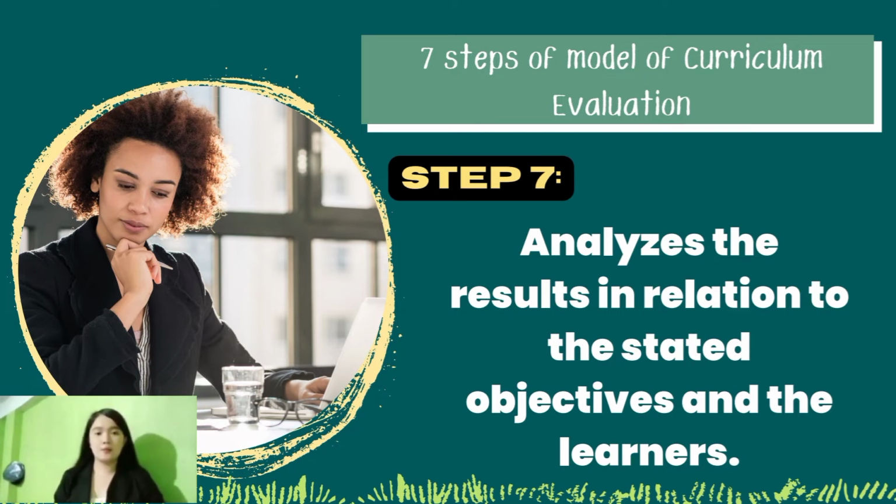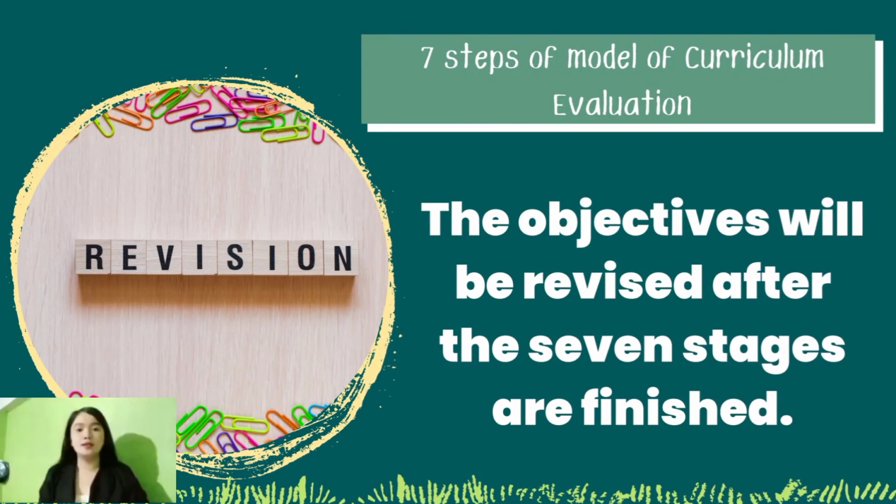And in this last step, you will also identify if your students meet your specific stated objectives and goals. The completion of the 7 stages will lead to the revision of the objectives, and this evaluation model is a cyclical type of model.